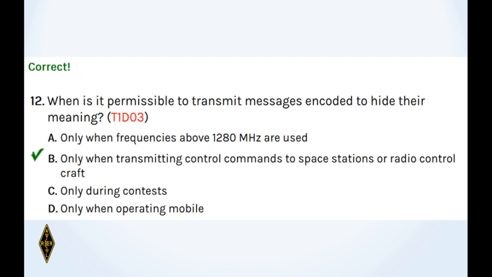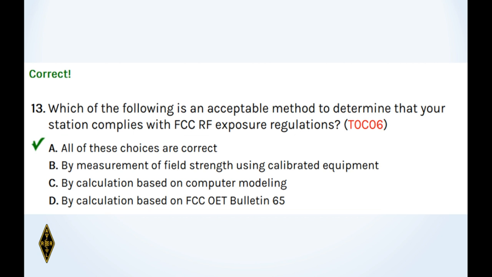And 12, when is it permissible to transmit messages encoded to hide their meaning? There are two exceptions. Only when transmitting control commands to space stations or radio control model craft. And 13, which of the following is an acceptable method to determine that your station complies with FCC RF exposure regulations? Well, as Tom mentioned, all of these choices are correct: by measurement using a field strength meter and calibrated antennas, by calculation based on computer modeling, or by calculation based on the FCC Office of Engineering Technology Bulletin 65.